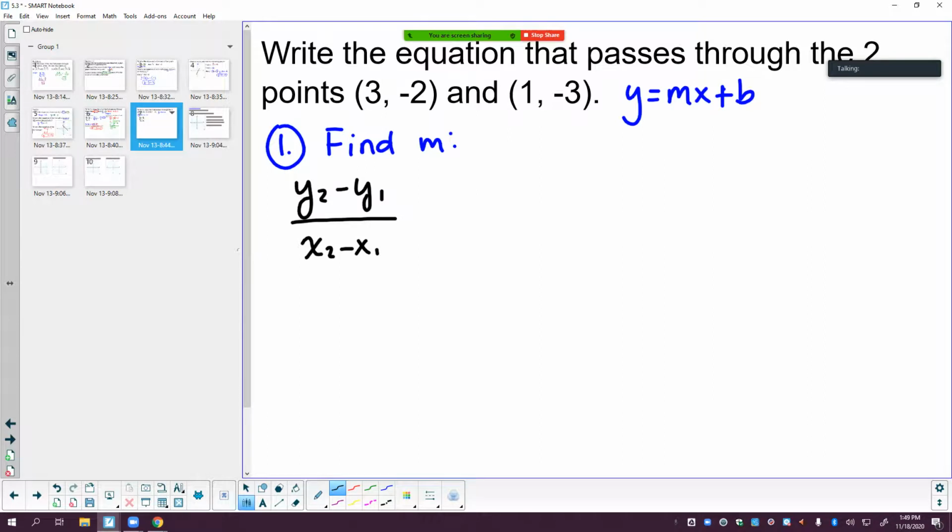Okay, so let's start out by labeling. This is my first x and my first y. This is my second x and my second y. So y2 minus y1. y2 is negative 3 minus y1, which is negative 2. Again, make sure you do minus a negative number there. x2 is positive 1 minus x1, which is 3.